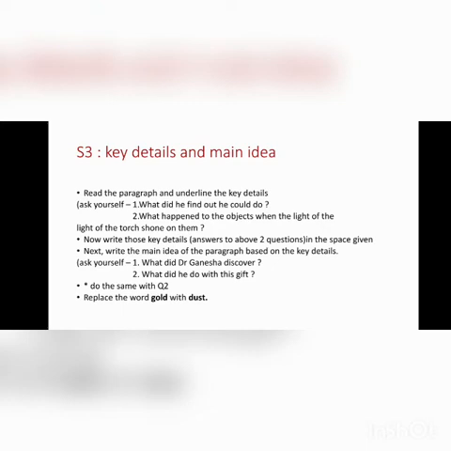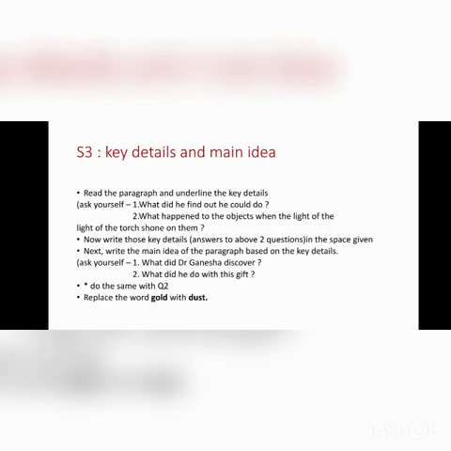So over here we find the answer that he could find out that he could turn anything into gold. He found a way to turn anything into gold. So that is your first key detail. And your next key detail, you can ask the question, what happened to the objects when the light of the torch shone on them? So we know that when the light of the torch shone on the objects, they turned into gold. So that is your next key detail.